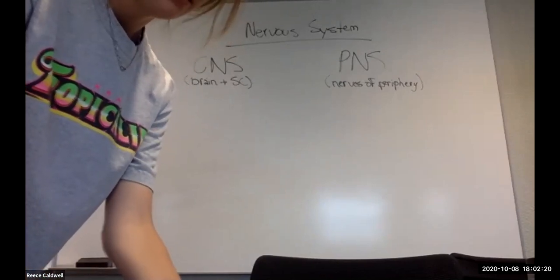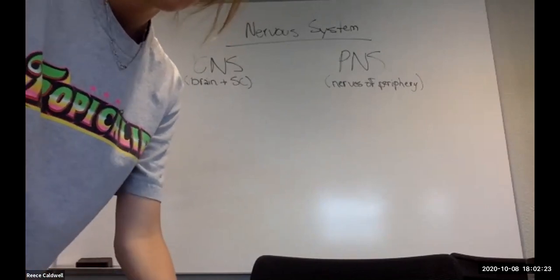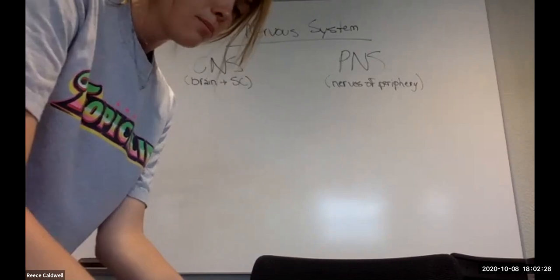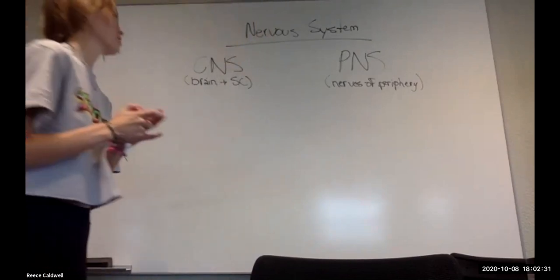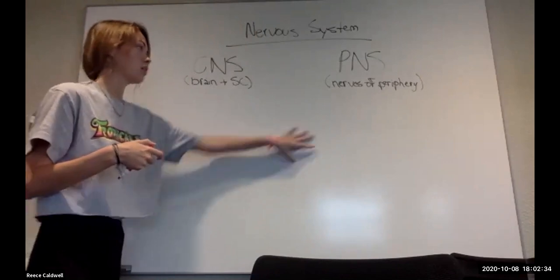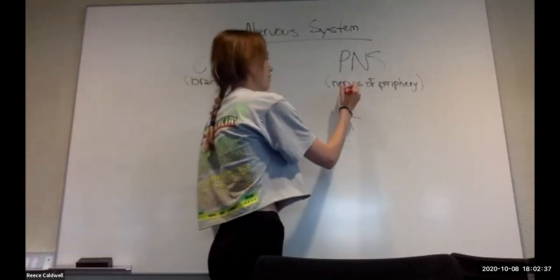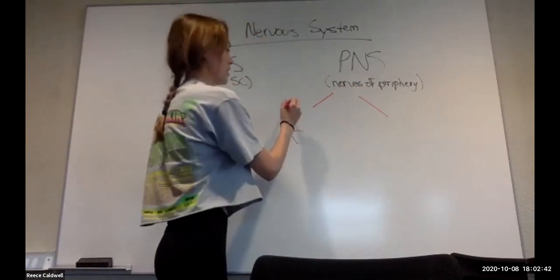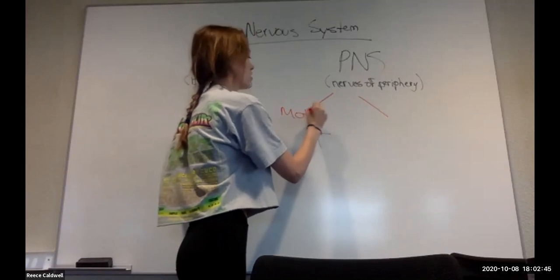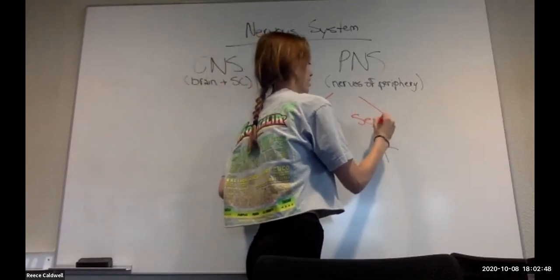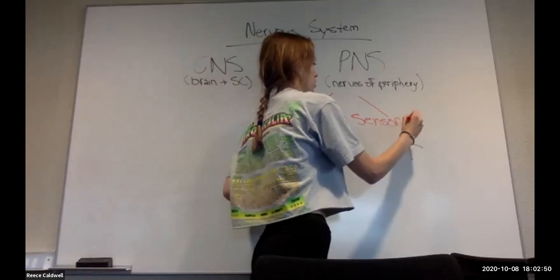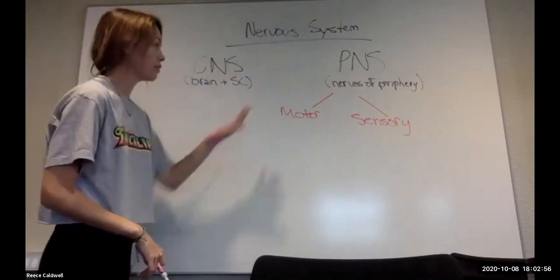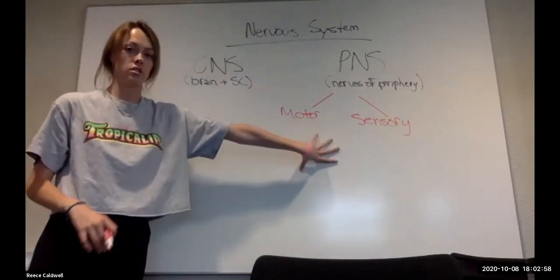We're going to divide the peripheral nervous system even further. The central nervous system, that's the brain and spinal cord. Now we're going to get into the peripheral nervous system. So we're going to divide the peripheral nervous system into the motor division and the sensory division. So the motor division and the sensory division are our two divisions of the peripheral nervous system.